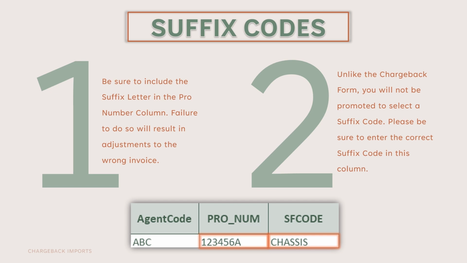You will not be able to make an adjustment to that A bill if you're missing the A in the pro number or if you're missing that chassis as your suffix code type. So make sure you are keying it in correctly. There's no abbreviations. It should appear just as it does on the chargeback form when you're manually entering it into the system. You have to spell out per diem. You have to spell out chassis. You can't put abbreviations here because it doesn't know what it is. So make sure you're completing that information so your chargeback is going through.